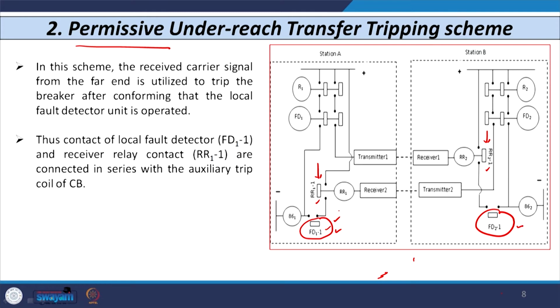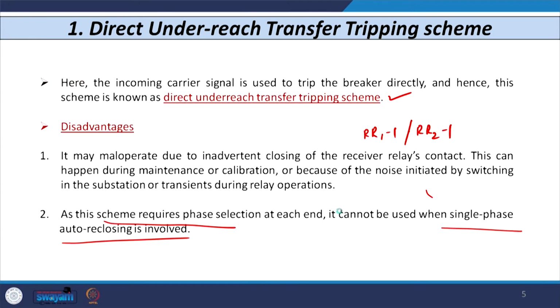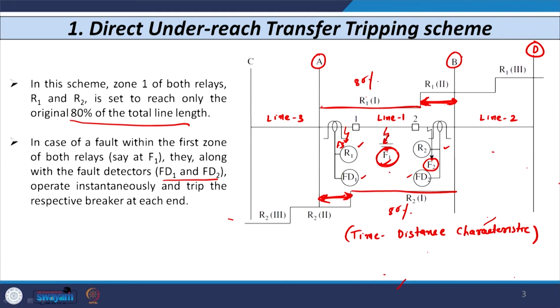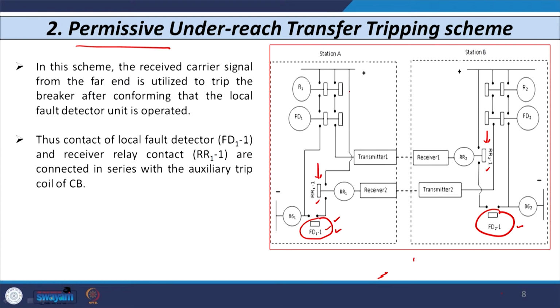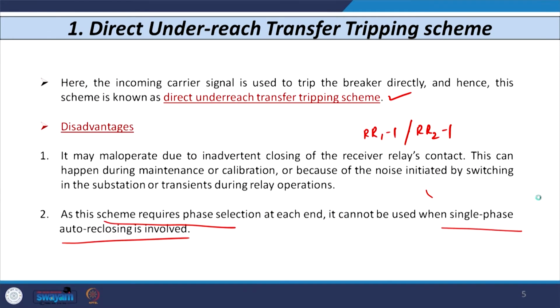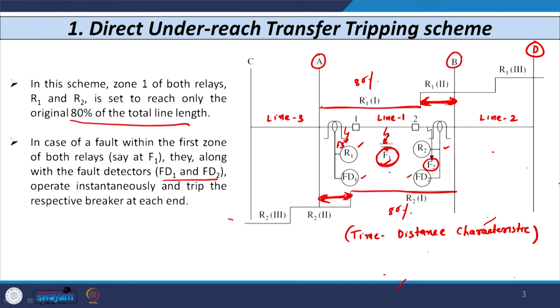Now, how does this scheme work? In case of an internal fault somewhere here, F1, R1 senses this fault and fault detector 1 senses the fault. So the FD1 contact becomes closed and tripping is directly initiated here. In the same way on this side, R2 and fault detector unit 2 both operate and hence tripping is given. If a fault occurs in the remaining 20% of the line section, somewhere here or somewhere here, let us consider the fault F2 as a case study. Then what will happen?